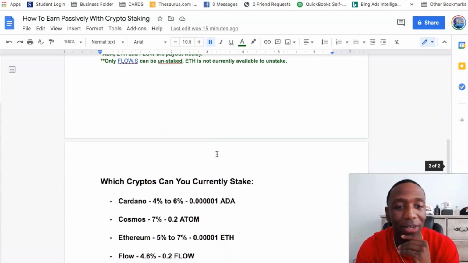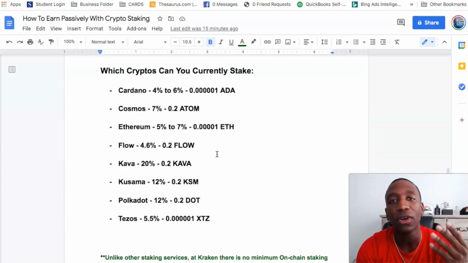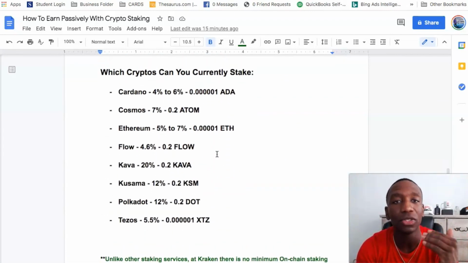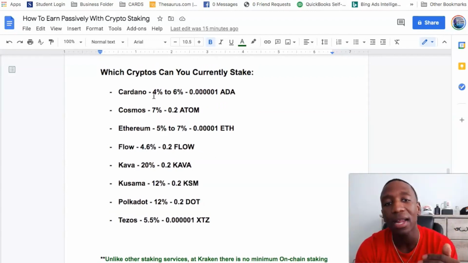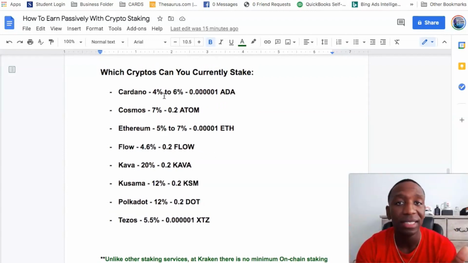So let's go ahead and go down to which cryptos you can currently stake right now when it comes to Kraken. With Cardano, you're going to get 4 to 6% annually as far as rewards. And then for Cosmos, you're going to get 7%. So first, what I did is I put the percentages, so that's what you'll see for the first dash. But this second dash is the minimum that you currently need to be able to stake it.